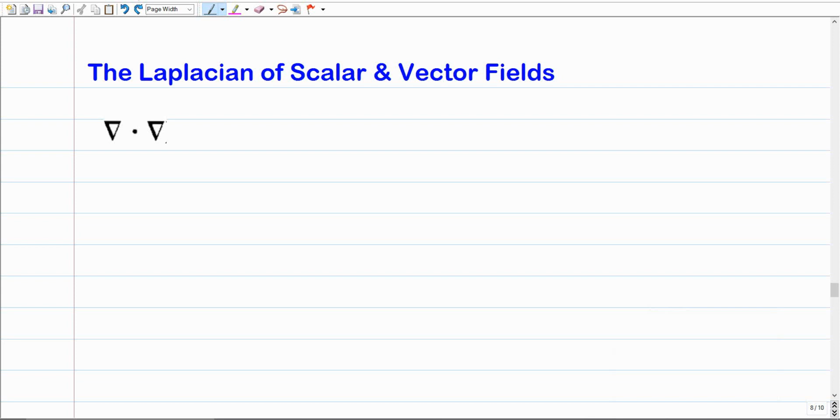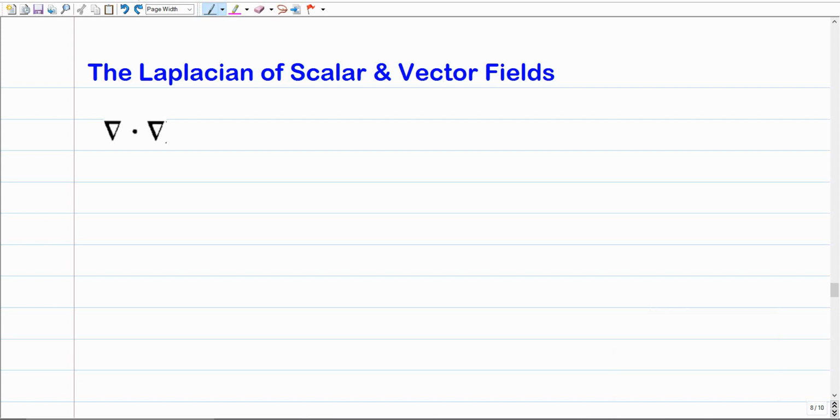So now let us move to the Laplacian of scalar and vector fields. The Laplacian is basically nabla dot nabla. This is the dot product of two nablas together. This gives the Laplacian, and this is also one of the operators that would be used for describing specific phenomena of different physical systems. So again, the Laplacian itself is nabla dot nabla.